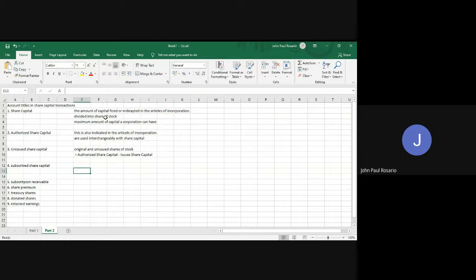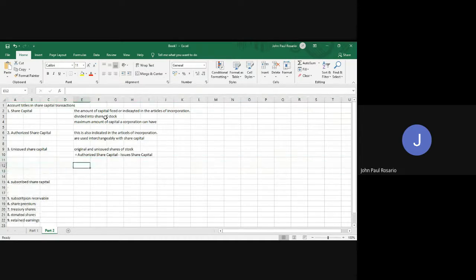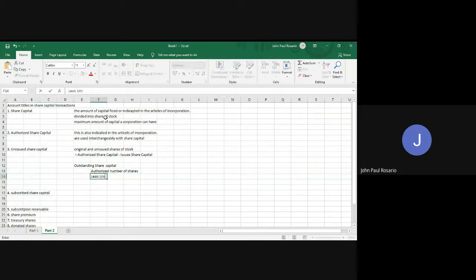Oh, by the way, in connection to our issued share capital, there is also what we call the outstanding share capital. How do we solve this? So it's authorized number of shares, and then we less our unissued shares, and we will get our issued shares.